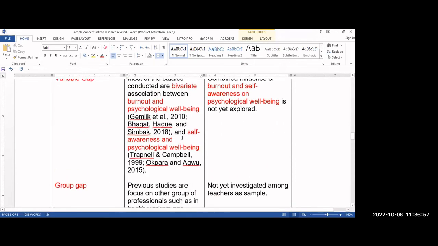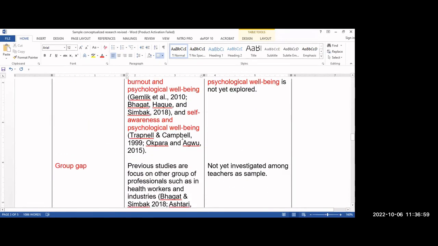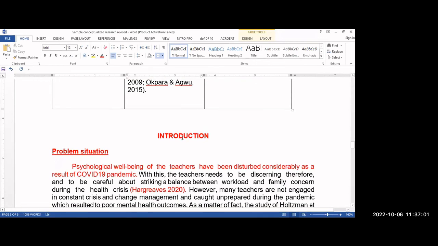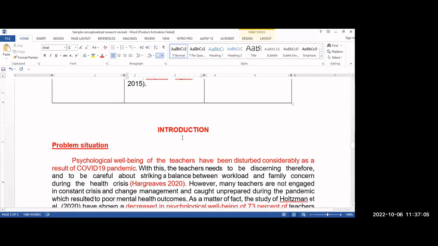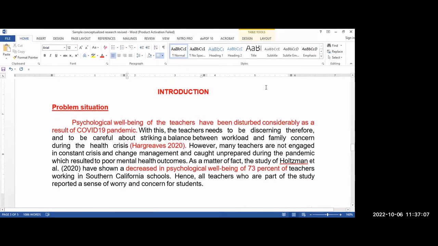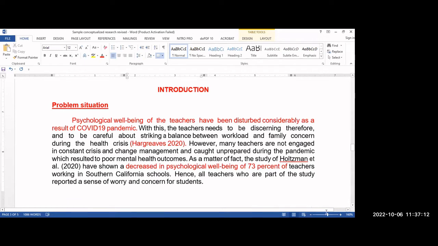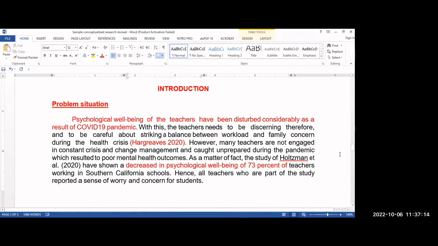And of course, in the relevance of the study, ikaw na ang gagawa. There's no more literature because in the relevance of the study, you are the one who will establish the significance of your study. So after providing all the inventory, okay, after making the inventory, you can now write the introduction.